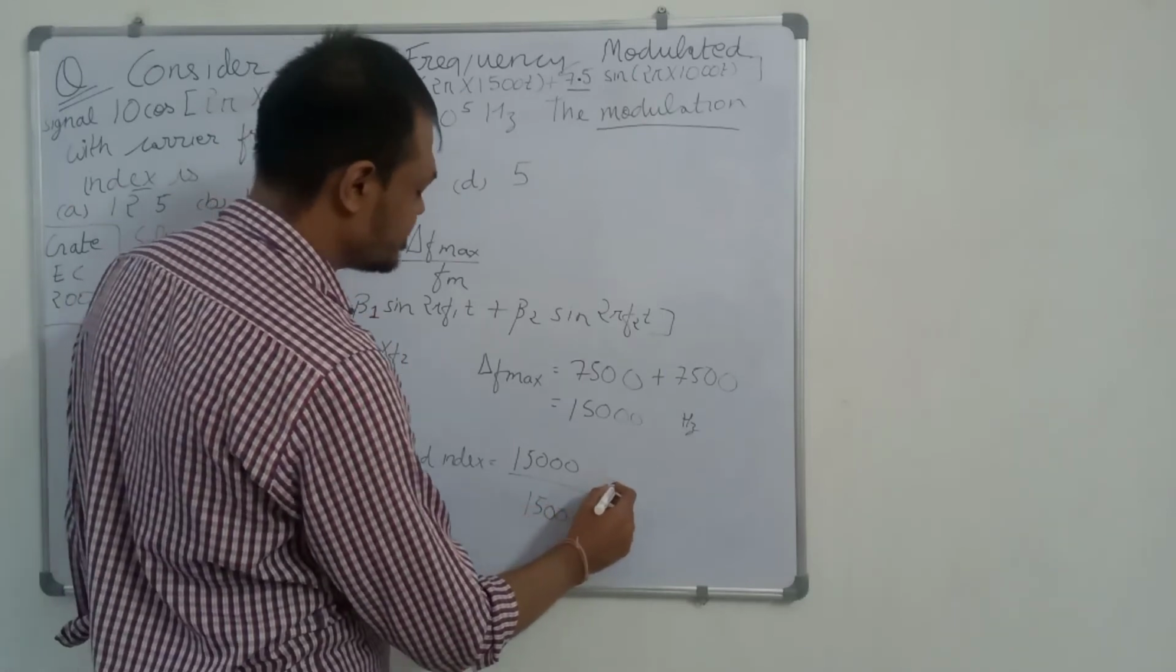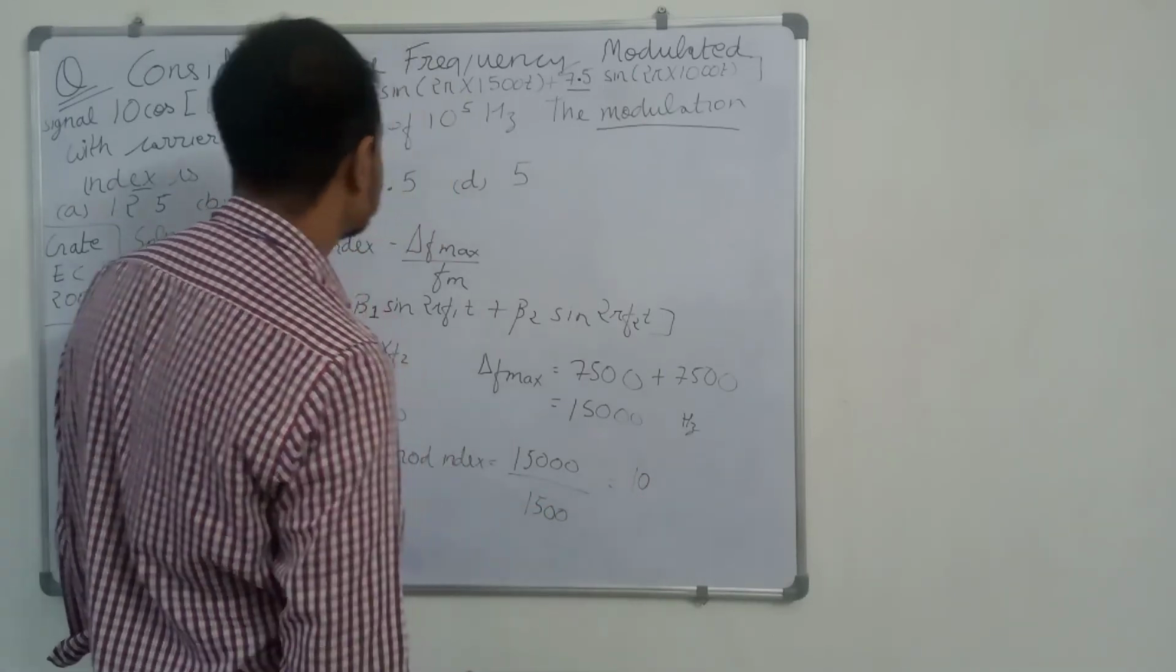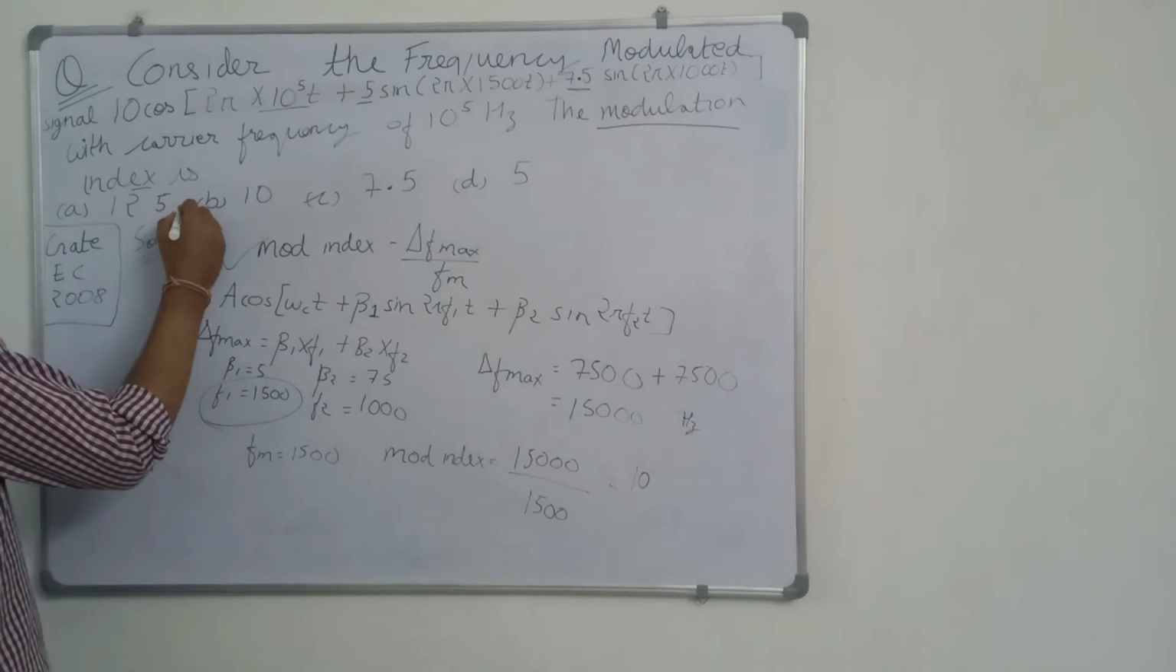So when we solve this, we get modulation index equal to 10. So the correct option is option B, 10.